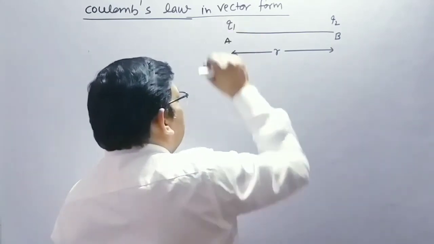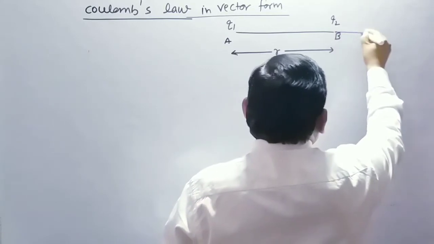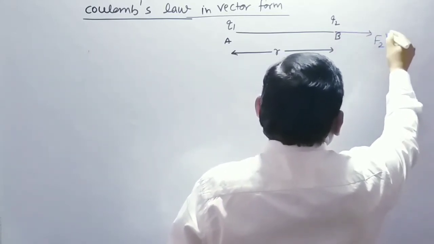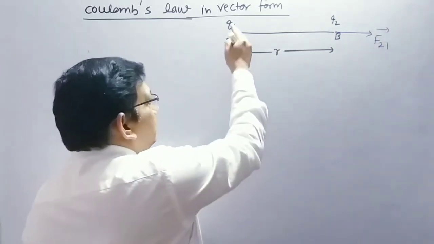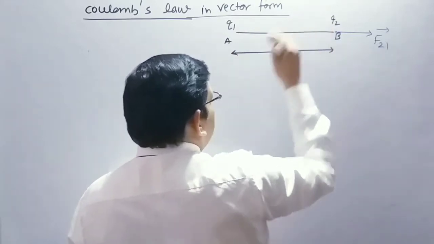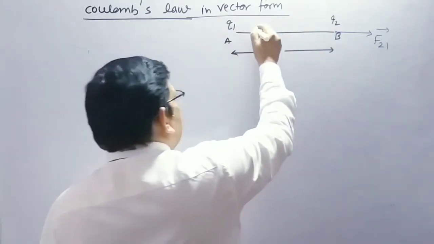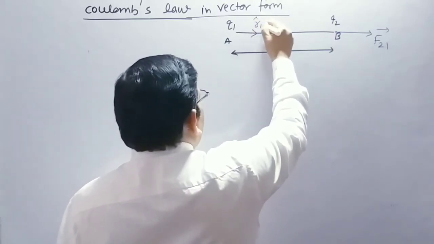Let the charge Q1 exert a certain force on Q2, the force acting on 2 due to 1. The direction of this force is from charge Q1 to Q2. For the direction, we generally consider a unit vector. So here the unit vector is directed from 1 to 2.